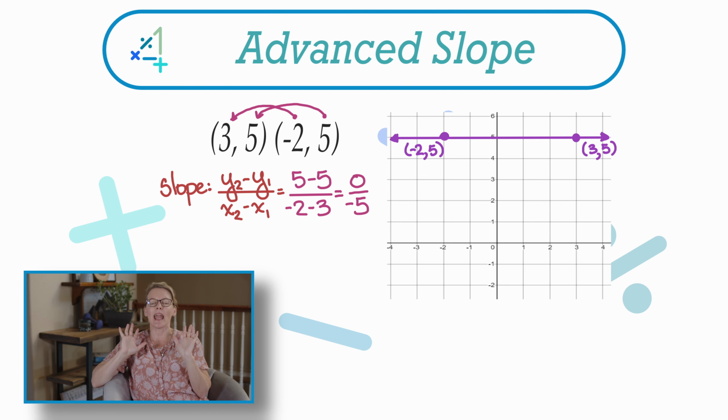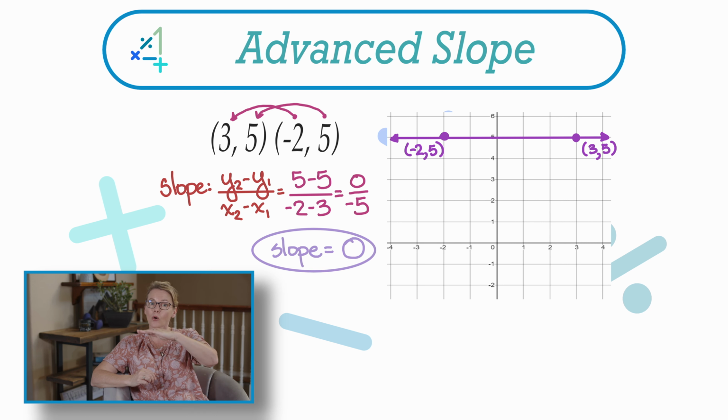0 divided by anything is just 0. So the slope of this horizontal and every other horizontal line is 0. It's called a zero slope because it has no slope and would not be very fun to go skiing on.